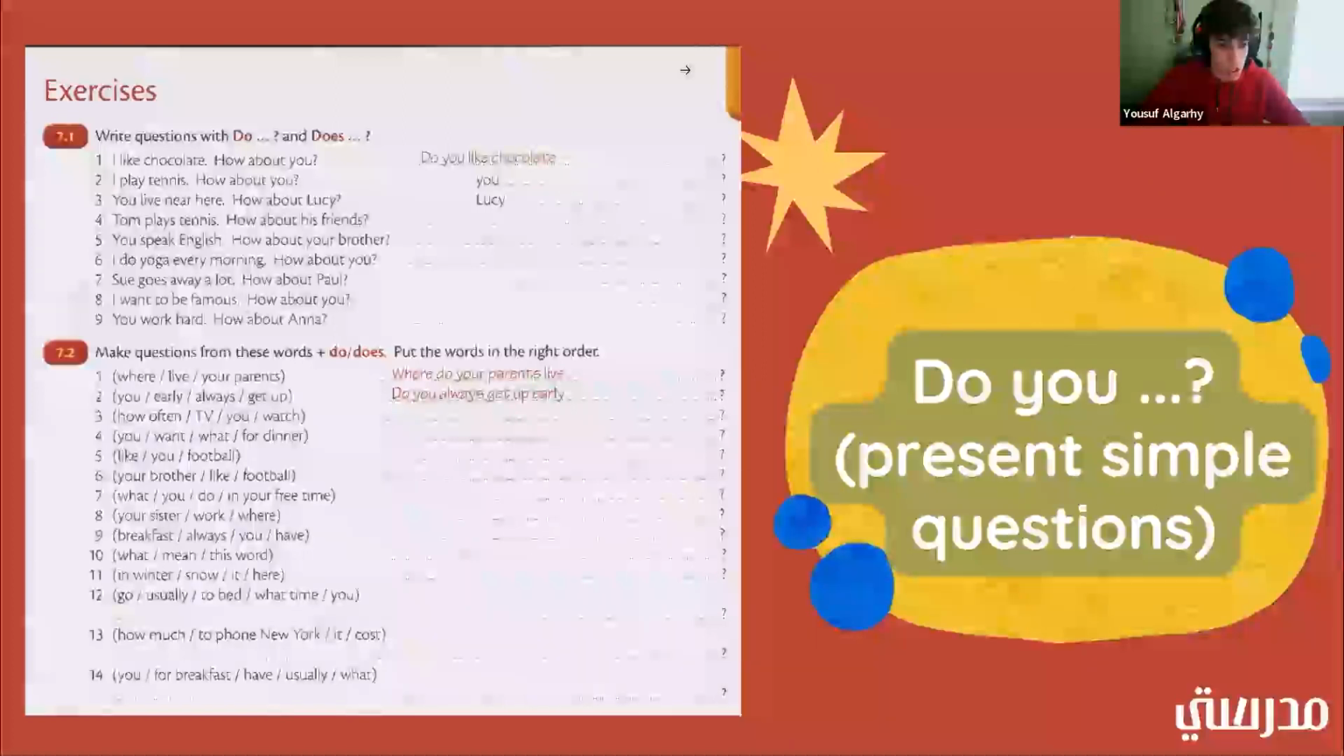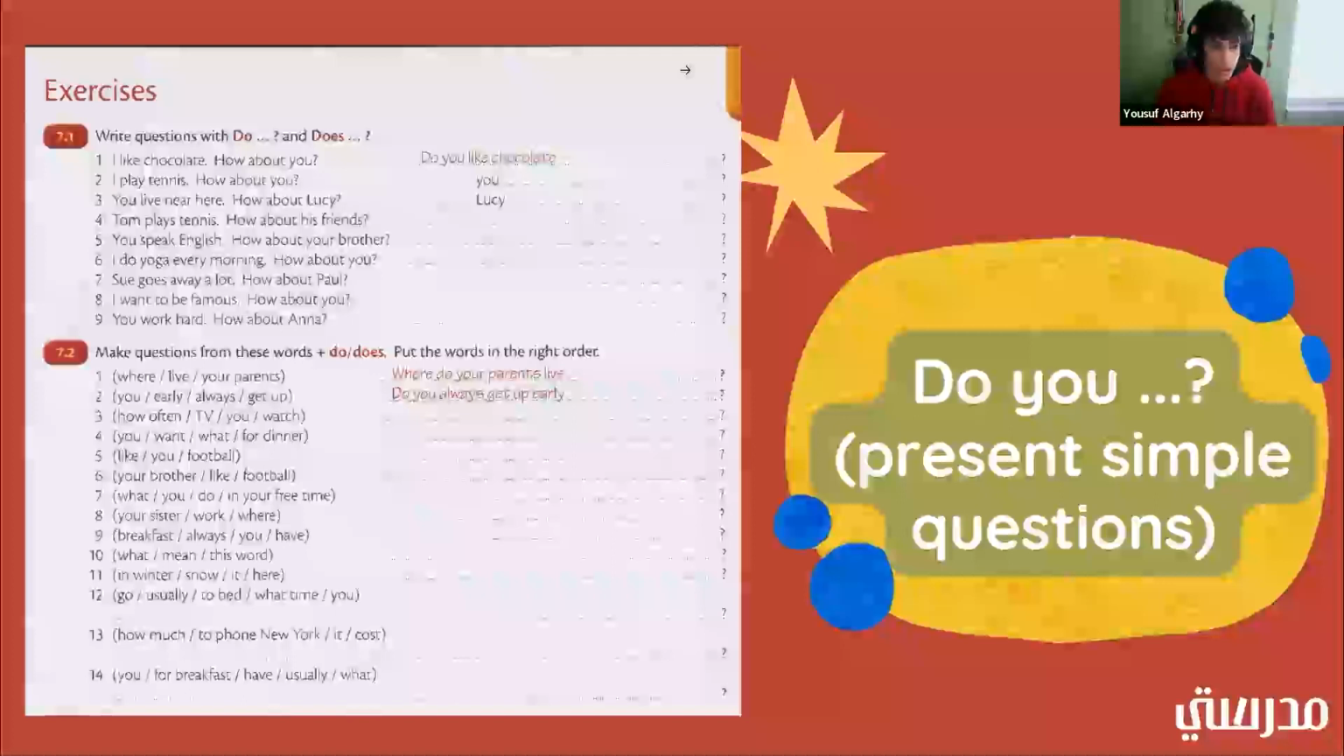9, breakfast always you have. What about that one? No, it would be, do you always have breakfast? Okay, 10, what mean this word? What does this word mean? 11, in winter, snow, it's here. That one would be, does it snow here in winter?